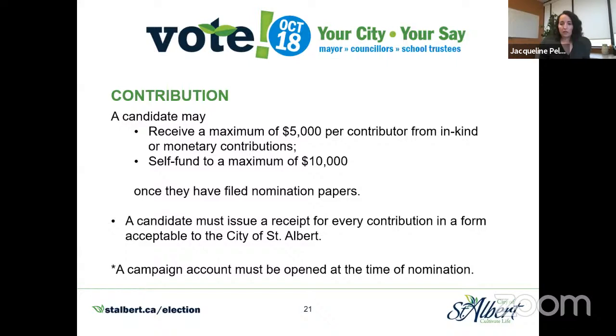Another thing to keep in mind, candidates must issue a receipt for every contribution in a form acceptable to the City of St. Albert. We have included details on our website about what form this must take. Candidates can choose to raise funds from contributors, to self-fund, or to do a combination of both. That is totally up to the candidate. And then also just one last thing to mention on this slide, a campaign account must be opened at the time of the nomination, and this information does get included on the candidate information form, which is part of the nomination package.